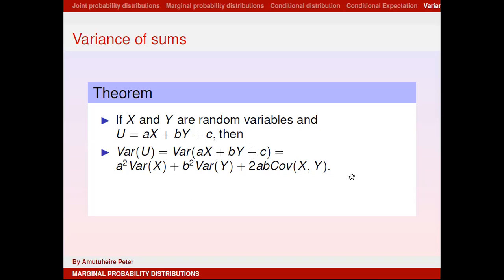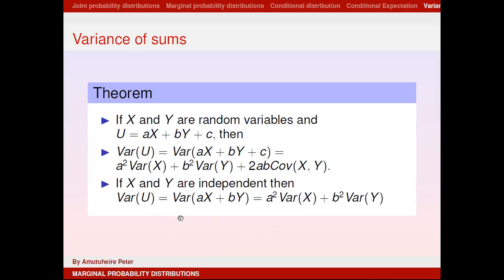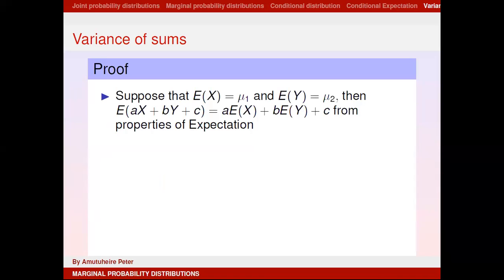This is the theorem that helps us to compute the variance of sums. So if x and y are independent, then, as we said for independent random variables, the covariance is 0. If they are independent, then the covariance is equal to 0. So we have a squared variance of x plus b squared variance of y. Okay, we want to prove that simple theorem.